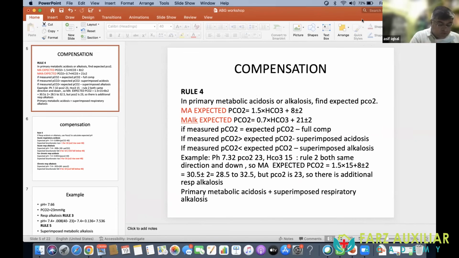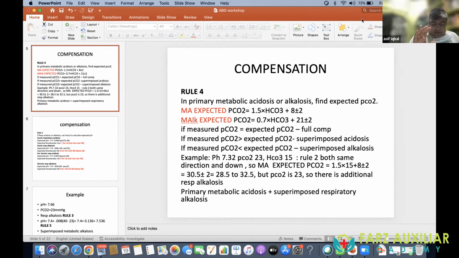So the expected bicarbonate, expected PaCO2. It is 55.3, sir. So expected PaCO2 is 55, but here the observed CO2 rise is 67. So it is more than your expected PaCO2. So there is a secondary respiratory acidosis.